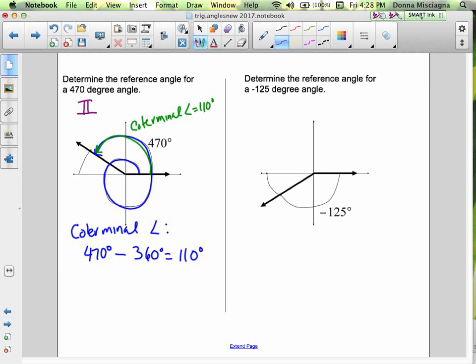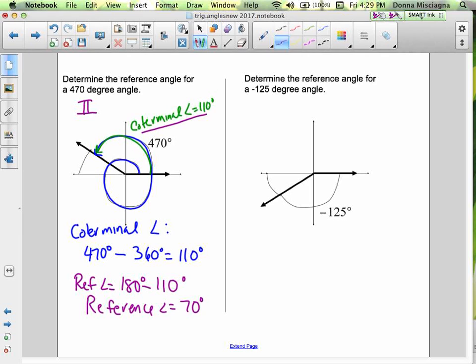And we know that for the second quadrant, we're going to take 180 degrees. So our reference angle equals 180 degrees minus our principal angle. So we want the coterminal principal angle as our principal angle because it's between 0 and 360. 470 is too big. So 180 minus 110 means that our reference angle, and I should have degree symbols on it, is 70 degrees.